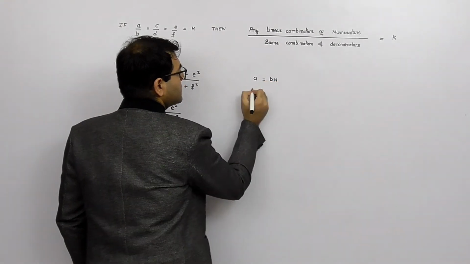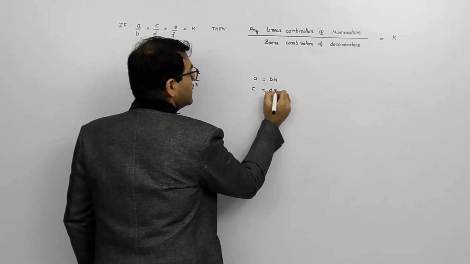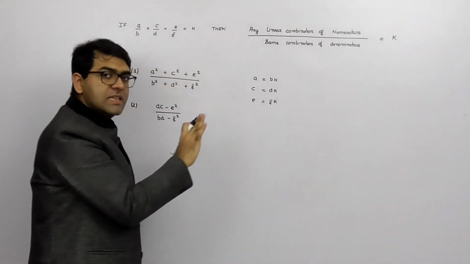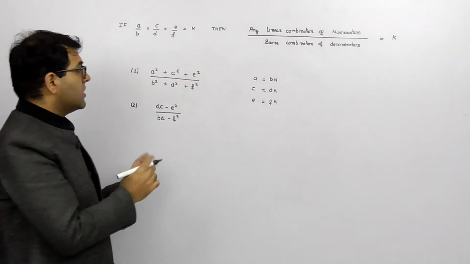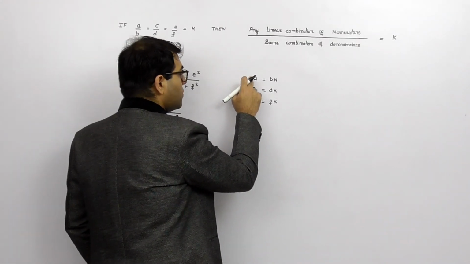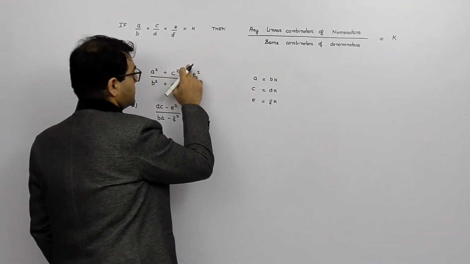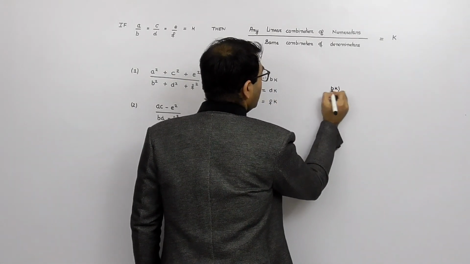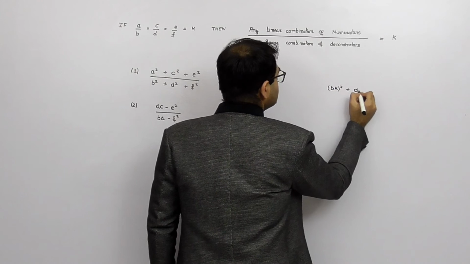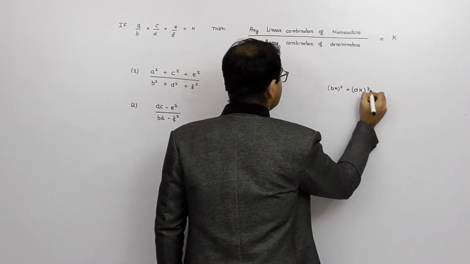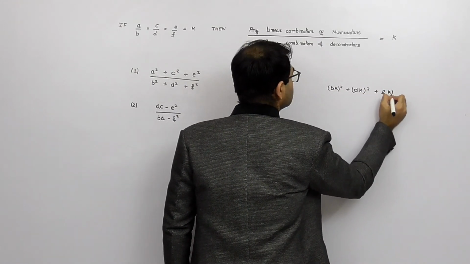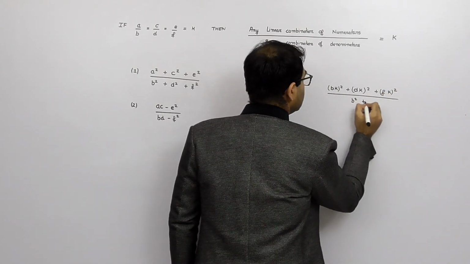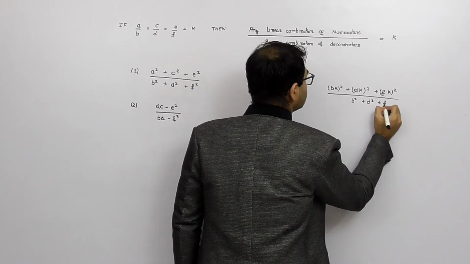In a similar fashion, I can express c as dk and e as fk. This much we have already learnt in the previous set of examples. Now, what happens when I make the substitution of a, c and e into this expression? Well, this expression ends up becoming (bk) whole square plus (dk) whole square plus (fk) whole square divided by b square plus d square plus f square.